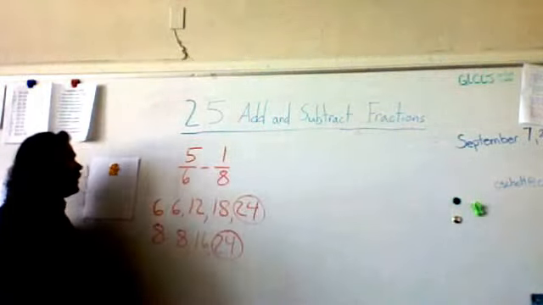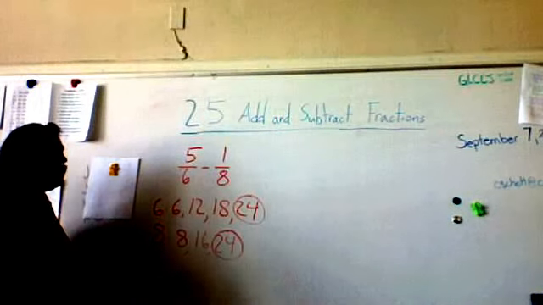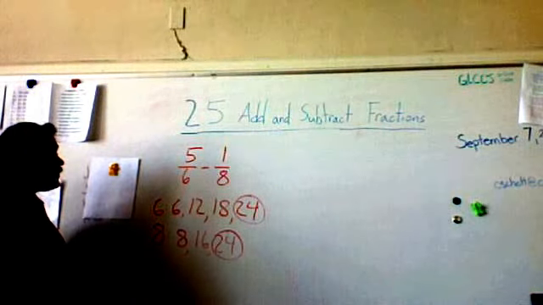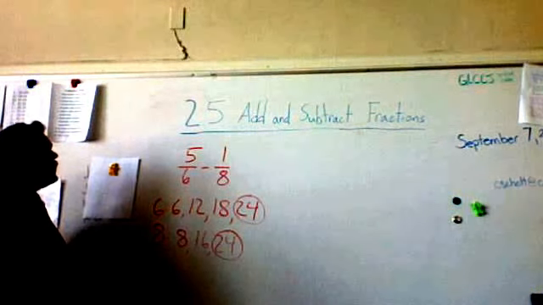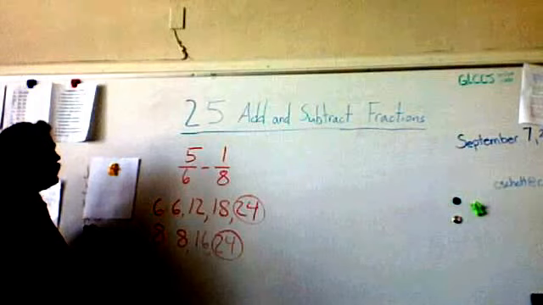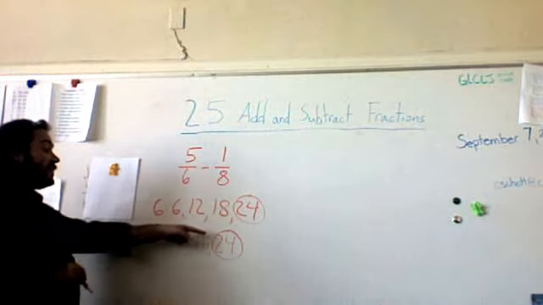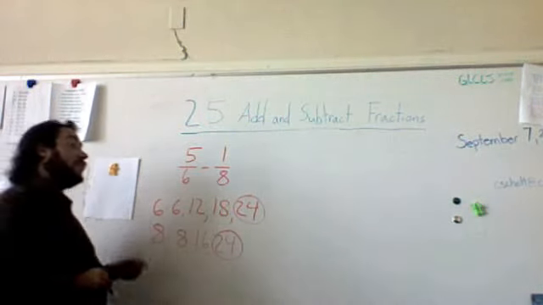So I stop there. If your multiplication facts are not as strong yet, first of all, I encourage you to practice. But second of all, it's still going to be okay. It's just going to take you a little bit more work and a little bit more time. Now we take that 24 and we're going to find our equivalent fractions.